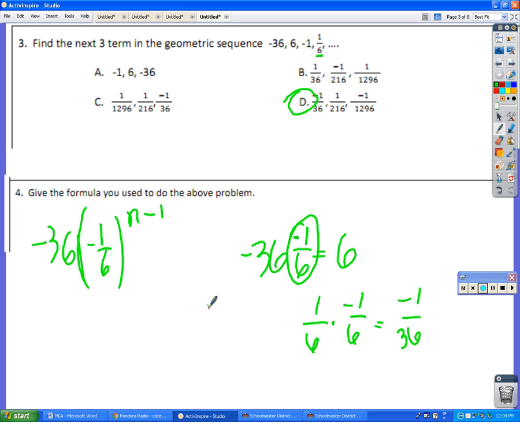Like I said, maybe Nate Chapman is the only one in the room that understands that, but if he gets it, it's worth it. So negative 36 is what I started at. Negative 1/6 is what I multiplied by each time. And same as in the last problem, I have to multiply one fewer times than the number that I want.